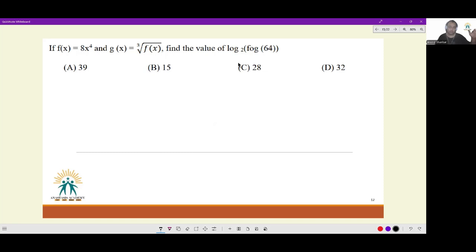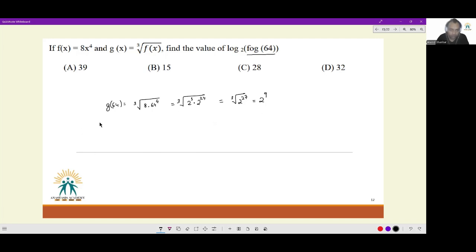Now see, don't try to solve everything in one go, take small parts. First would be f of g(64). First, let us find out g(64). g(64) will be equal to cube root of 8 times 64 raised to the power 4, which is cube root of 2 cube into 2 raised to the power 6 into 4. So 2 raised to the power 24, or cube root of 2 raised to the power 27, which is equal to 2 raised to the power 9.